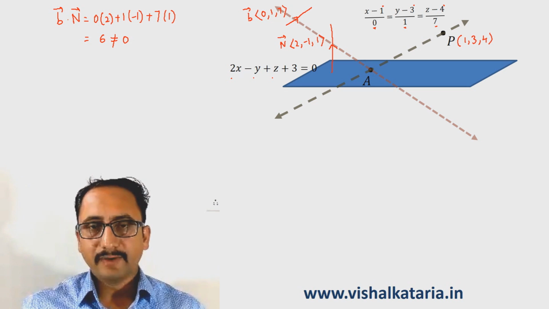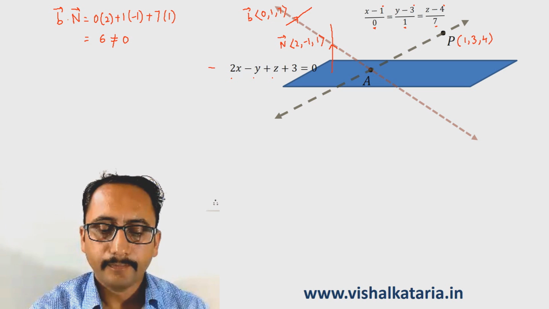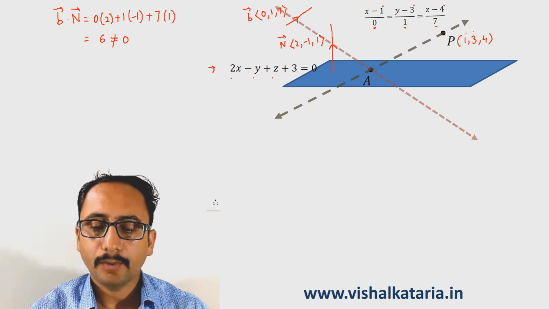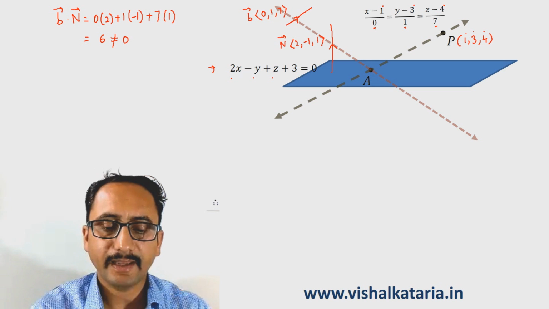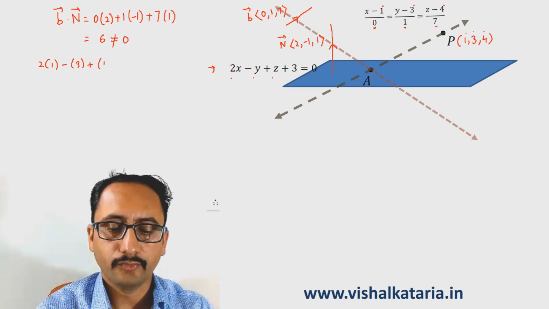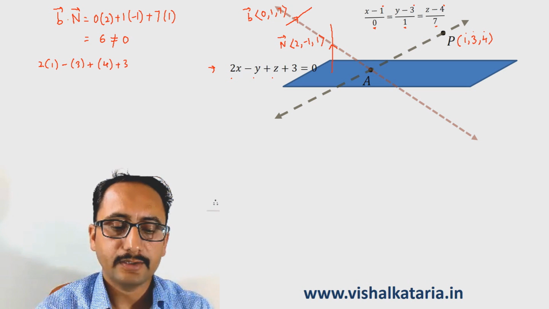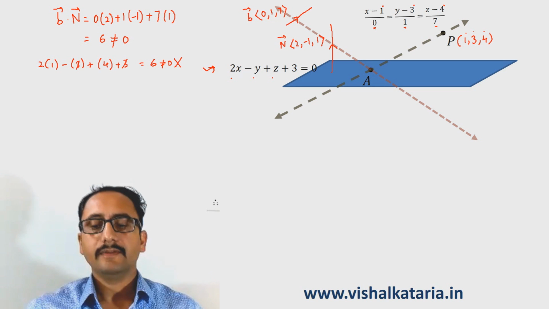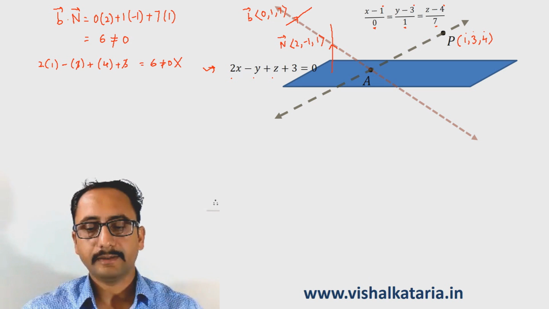One more thing I need to verify is whether P lies on the given plane or not. To check, I will substitute 1, 3, 4 instead of x, y, z, and check whether it satisfies the equation or not. So substituting, I will get 2 times 1 minus 3 plus 4 plus 3, and solving I get 6, which is again not equal to 0. It means it does not satisfy this equation, and hence the point P doesn't lie on the given plane.